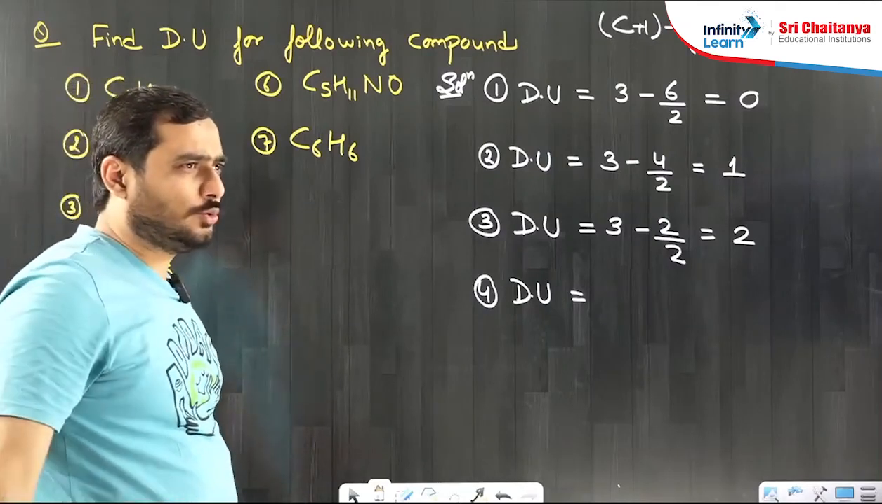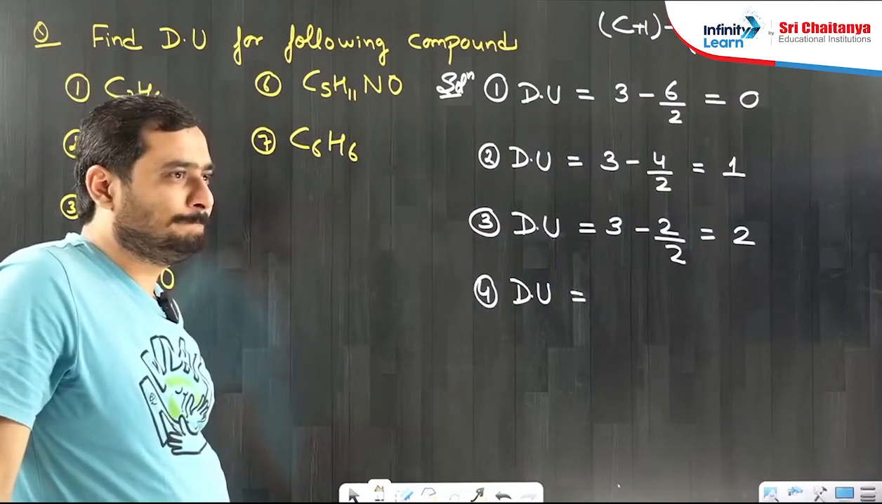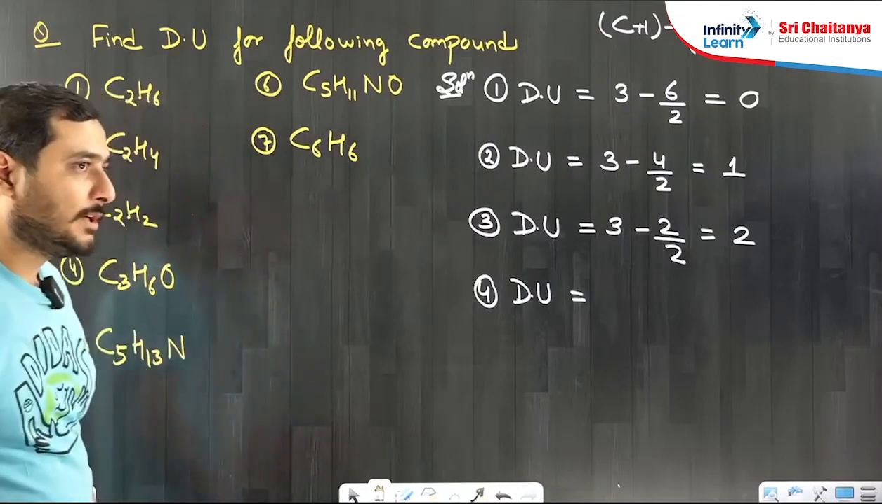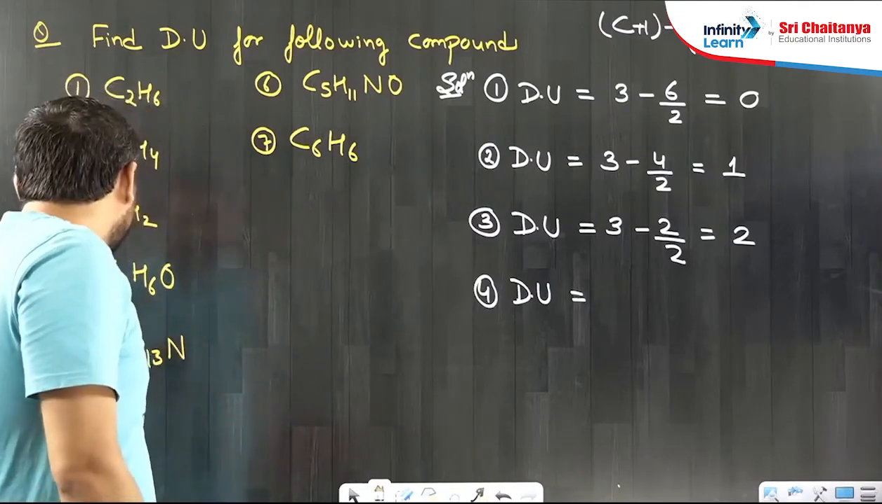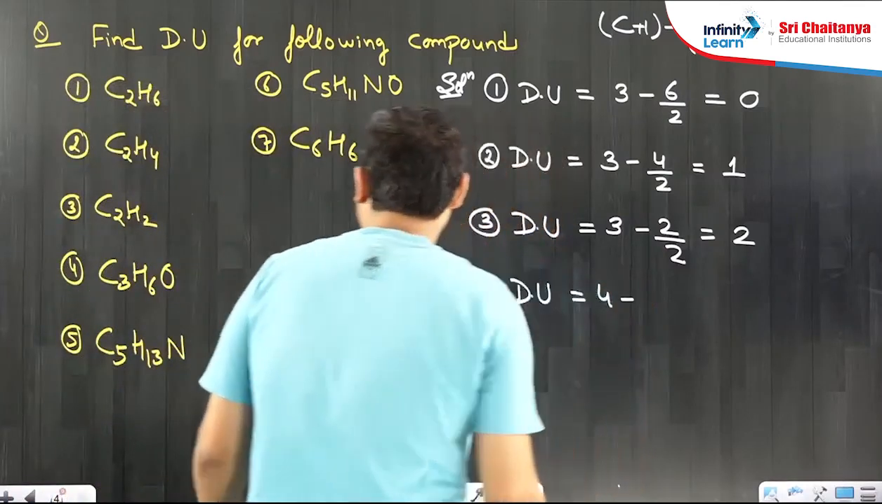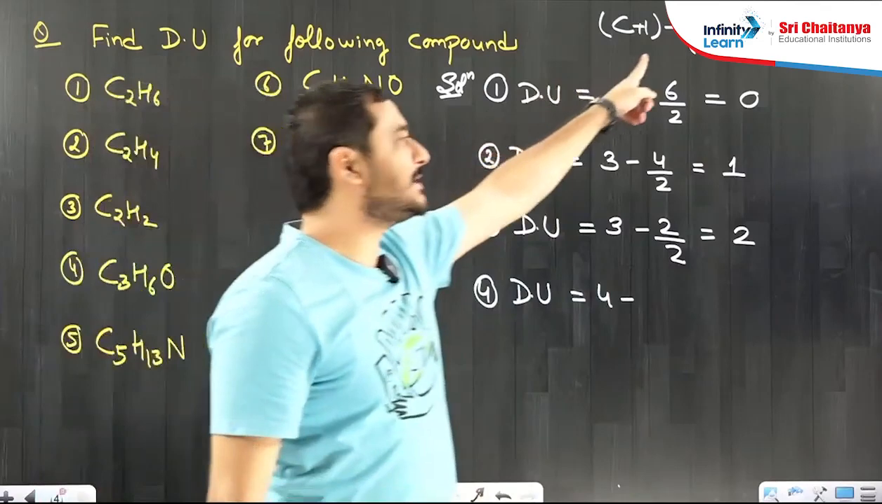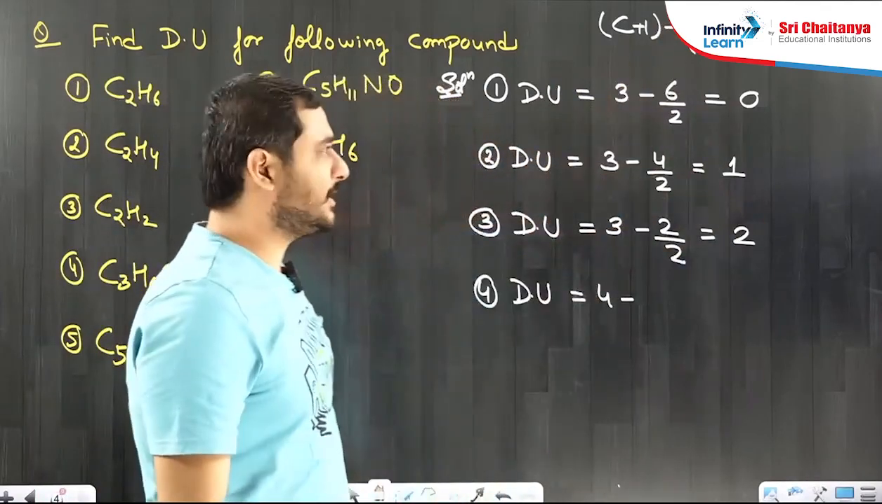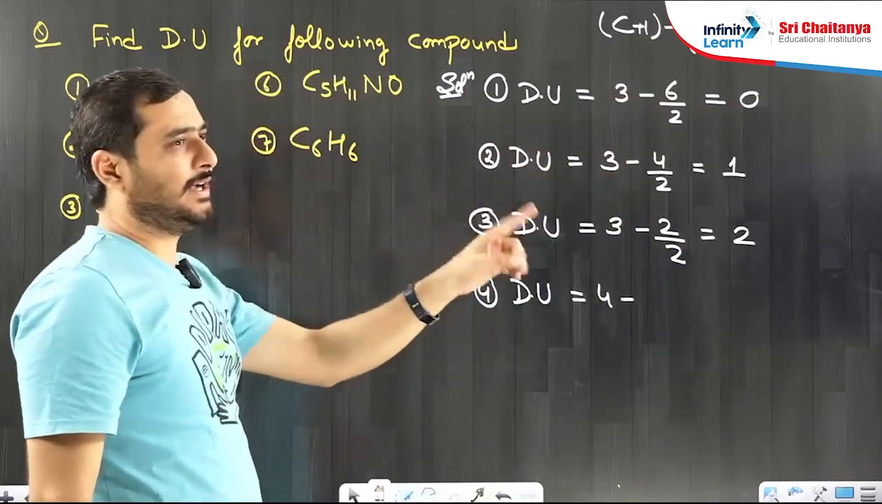Some students are saying 2, 0, 2, 1. So first tell, how many carbon atoms are present? 3 carbon atoms. So 3 plus 1, 4, minus. Now there is no role of oxygen atom in degree of unsaturation. Only hydrogen, halogen and nitrogen.